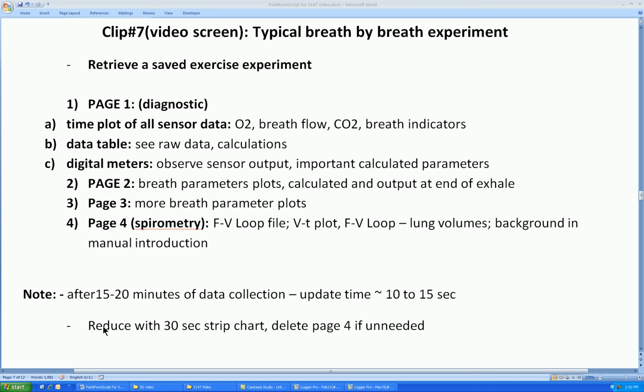You can speed up the update somewhat by using a 30-second strip chart on page 1 rather than a manual chart, which will give you the complete data set. Also, if you're not using the spirometry page, page 4, delete that. That may help speed up the update time. So now I'll retrieve an exercise experiment and discuss the data in more detail.